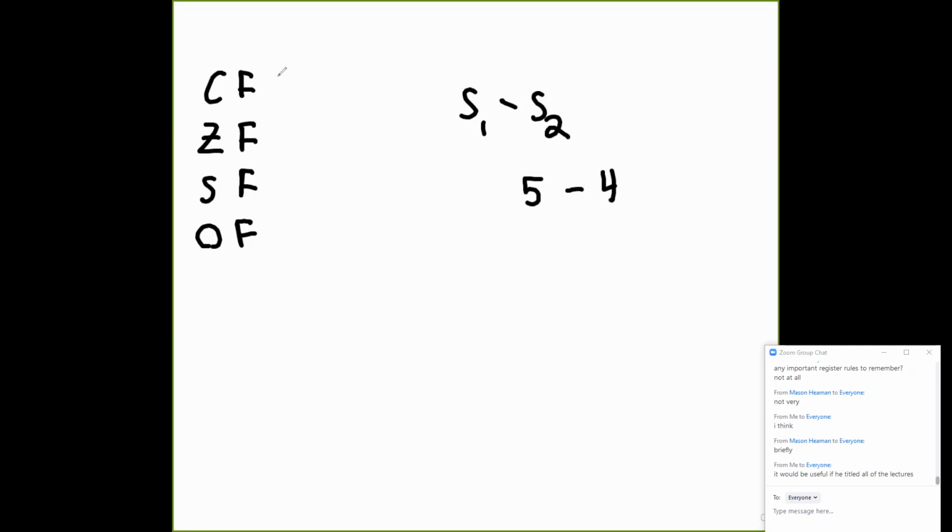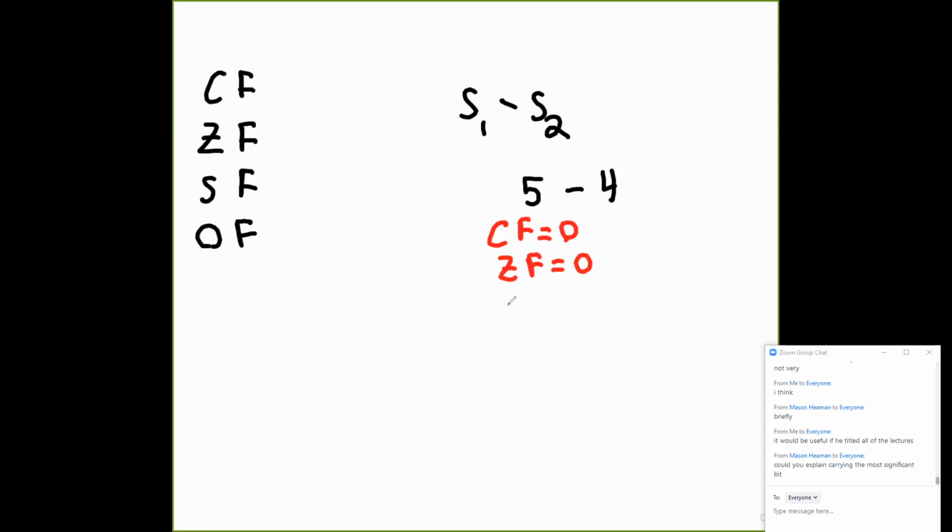The carry flag is going to indicate whether or not we had to carry a most significant bit. This didn't have to happen, so we don't do it. This is effectively for overflows. The zero flag is if the most recent operation yielded a 0. I'll write little comments under here. CF is equal to 0 because we did not carry anything. ZF is equal to 0 because we did not get a 0 from our most recent result.